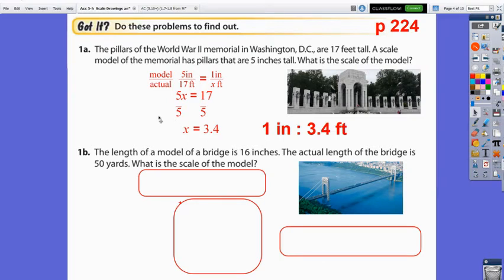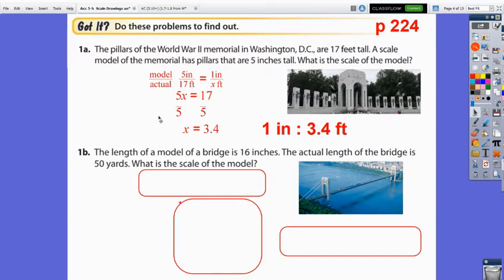Okay, 1B. The model of a bridge is 16 inches. The actual length of the bridge is 50 yards. That is not the bridge shown here. The bridge shown here is much longer than 50 yards. It's the George Washington Bridge. But anyway, what is the scale of the model?